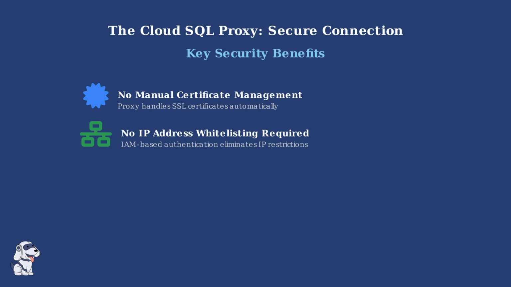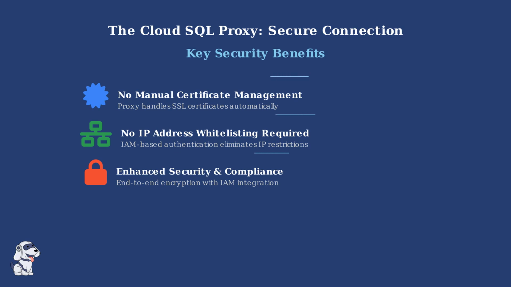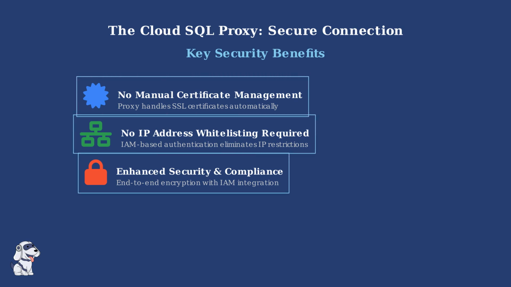Third, you get enhanced security and compliance. The proxy provides end-to-end encryption combined with Google Cloud's IAM system, giving you enterprise-grade security without the complexity. These 3 benefits make the Cloud SQL proxy an essential component for any production Cloud application that needs to connect to Cloud SQL databases securely and reliably. In summary, the Cloud SQL proxy simplifies database security by providing encrypted connections, IAM-based authentication, and automatic certificate management, all while eliminating the need for complex network configurations.